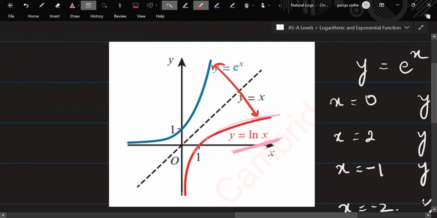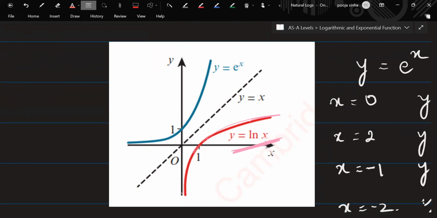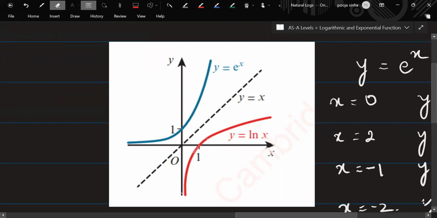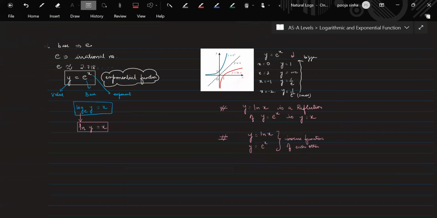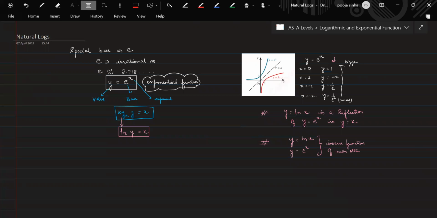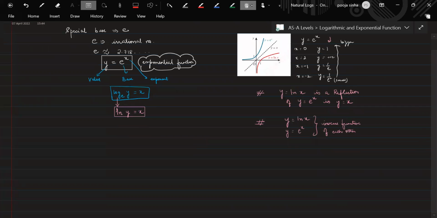Mirror is kept in between. Y is equal to x is the mirror. Is this understood? Yeah. Right. So while plotting, these are the only things that you need to keep in mind. Okay, so this part is understood. Now the questions are very, very simple.